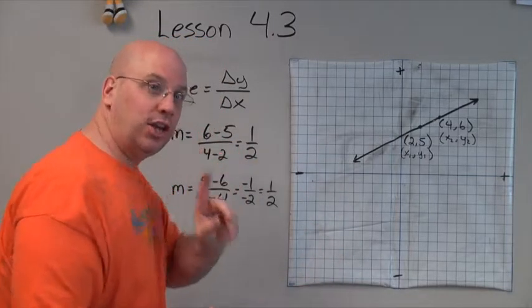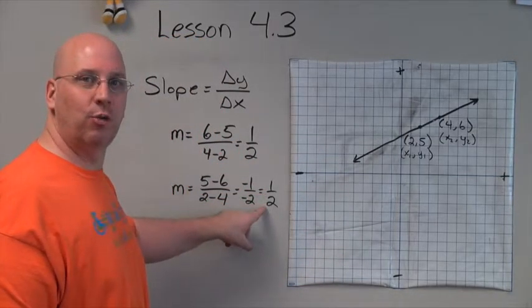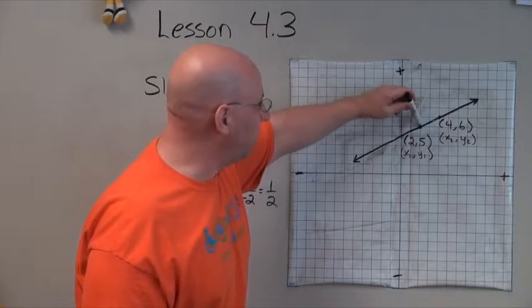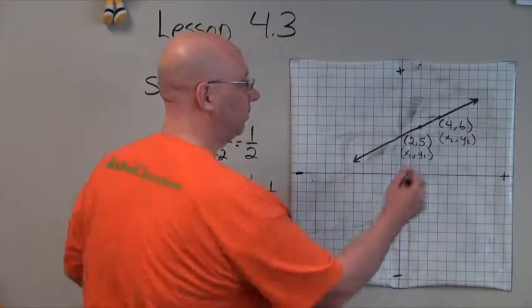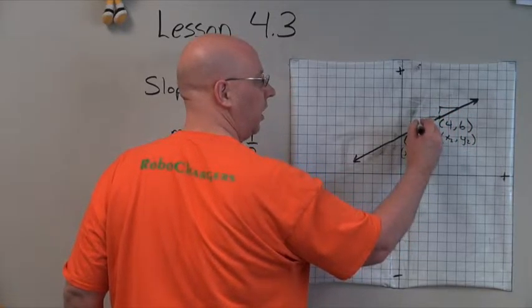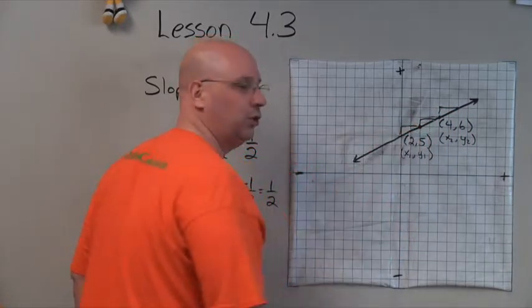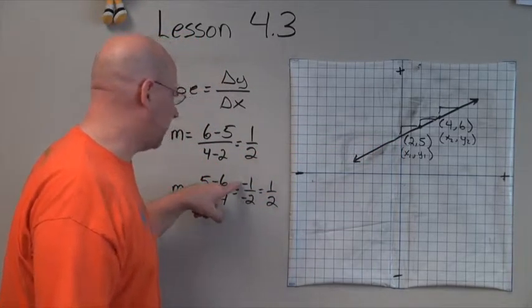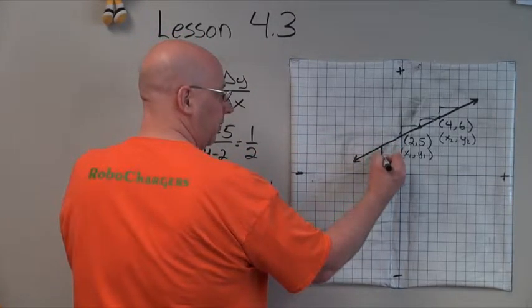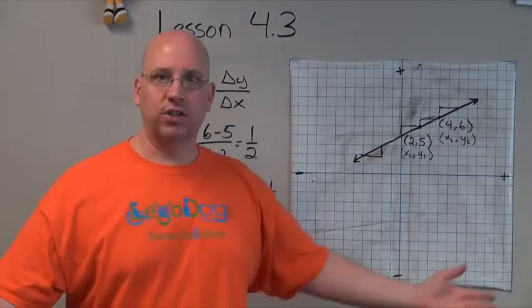Now, look at what we said before, your rise over your run. If you go from here, it's up 1 over 2. Up 1 over 2. Up 1 over 2. Okay? Also, same thing as down 1, back 2, which is what this says. Down 1, back 2. So it works.